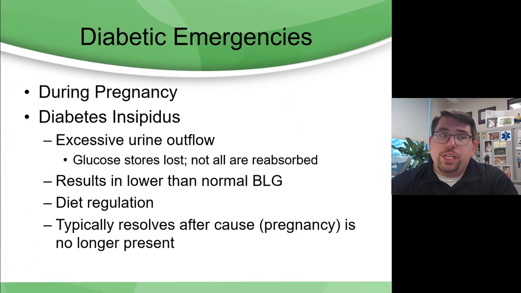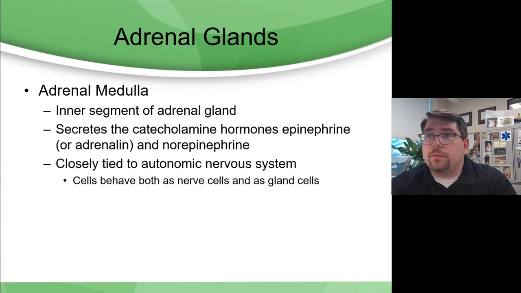Now, some other diabetic-related issues you see in pregnancy: we see issues with an onset of pregnancy-related hyperglycemia or diabetes. We can see diabetes insipidus, which we talked about. And we know all of these are going to result in abnormal blood glucose levels. They can be controlled by diet regulation, and typically they're going to resolve after the pregnancy is over. Once you've had it once, you're more prone to it the second time, but we'll spend more time talking about diabetes and pregnancy a little bit later.